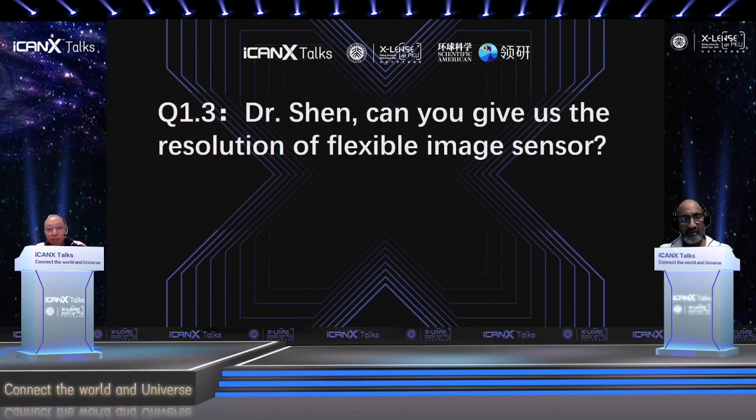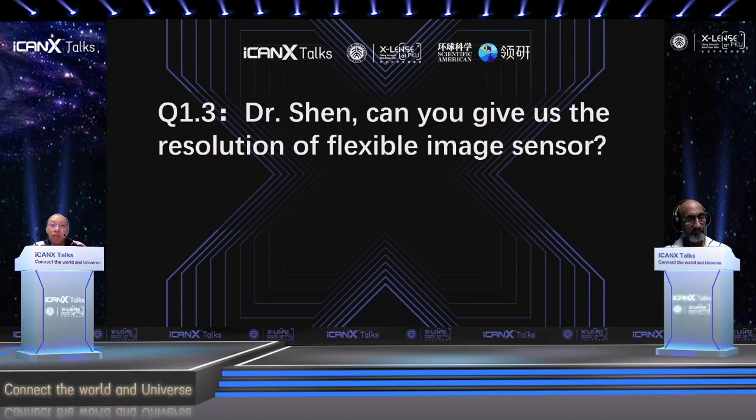Thank you very much. The next question is, Dr. Shen, can you give us the resolution of the flexible image sensor? Okay, that's a very good question. From my slides and from my talk, you can see that the resolution of our work is, till now, not very good, because to make high resolution image sensors, we need some complicated fabricating process, for example a complicated photolithographic process to get these devices. But currently, we don't have this kind of facility, so we can only get image sensors with low resolution.